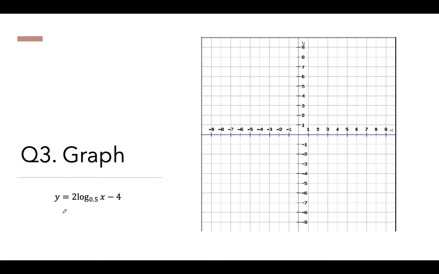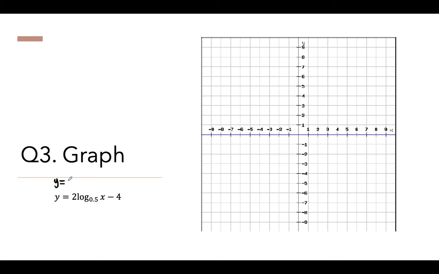Okay, next question. So y is equal to 2 log. Now this time the base is 0.5, and then we have x minus 4. So there's no invisible bracket. There's no bracket. That means negative 4 is the vertical translation. Okay, so it makes a huge difference.